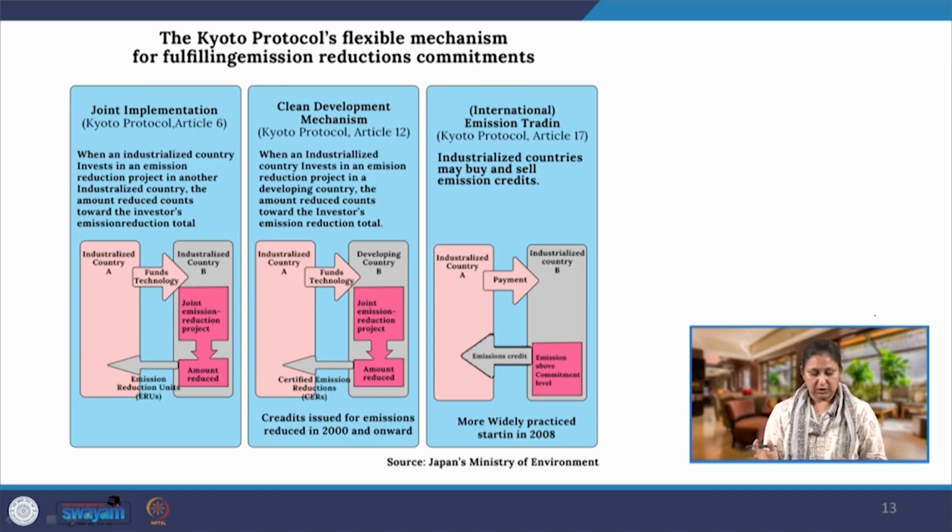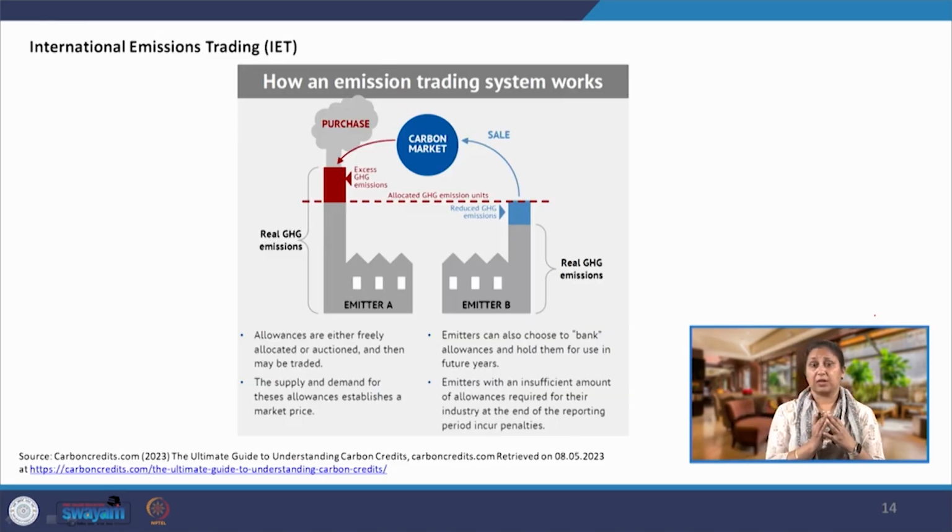So, these are the three mechanisms in which flexibility has been provided, and the countries can go ahead and reduce their greenhouse gas emissions. So, how does this emission trading system work? For example, if you look at this, there is an emitter A, it could be within a country, it could be across countries, anywhere. If you look at the world, there are several such international emissions trading platforms. So, there could be an emitter A and an emitter B.